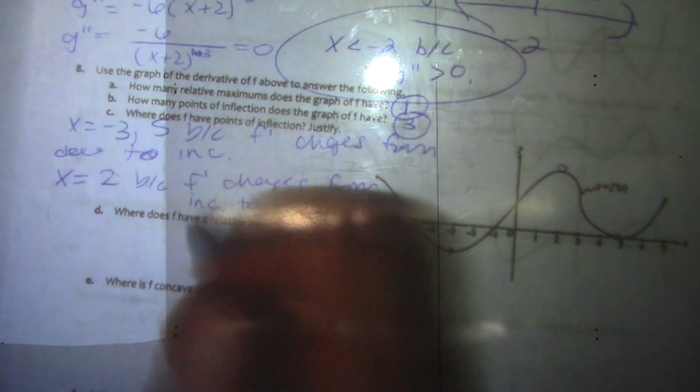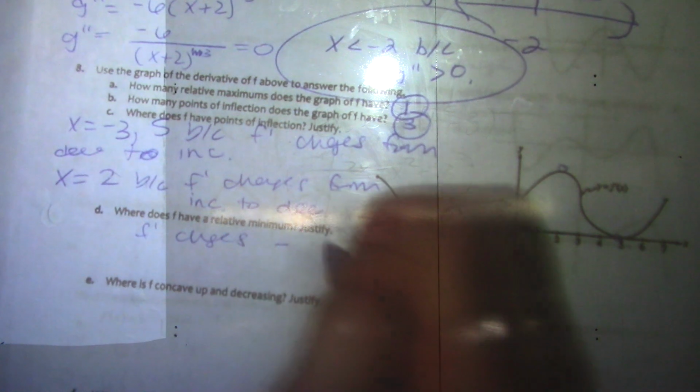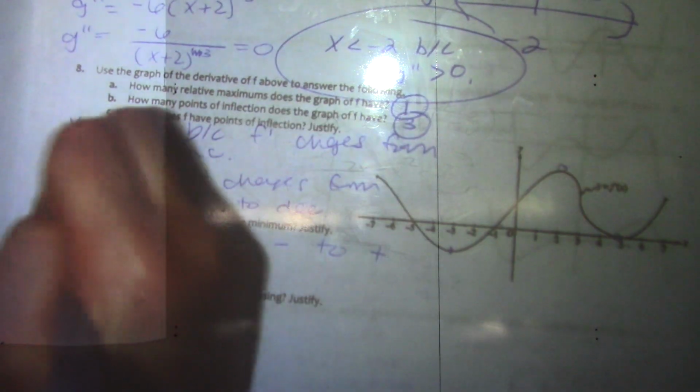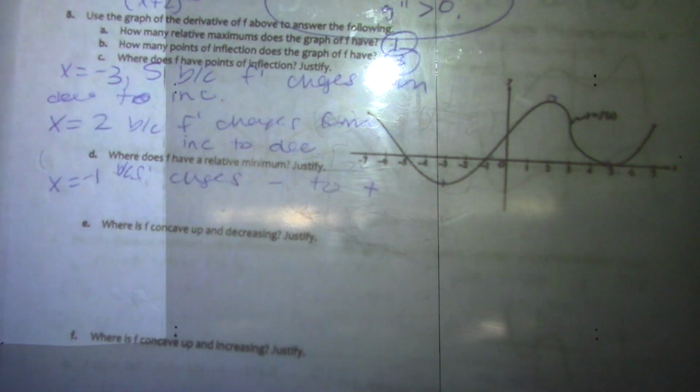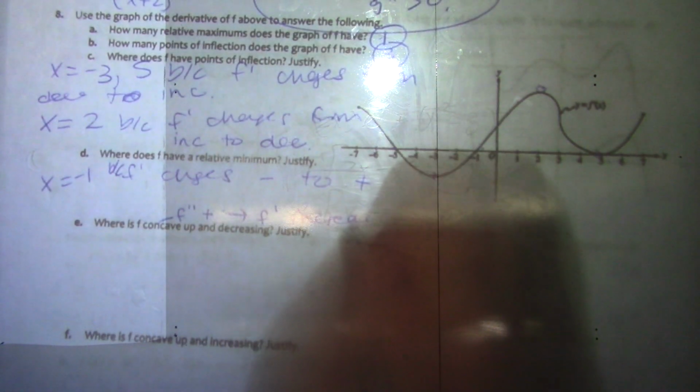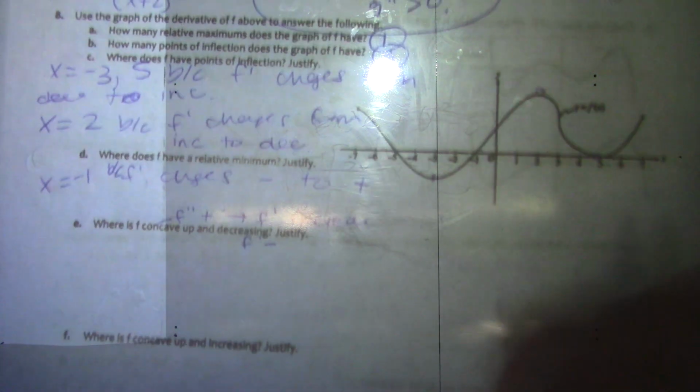Relative minimum, when f prime changes from negative to positive, so that is at x equals negative 1 because of this reason. Concave up is where f double prime is positive. I don't have f double prime, so that's the same as f prime increasing. And where f is decreasing is where f prime is negative. So I want to look where it's negative and also where it's increasing. Here I have literally negative values, but the values are increasing. So that is between negative 3 and negative 1, because f prime is increasing, that means concave up, and negative, that means decreasing f.